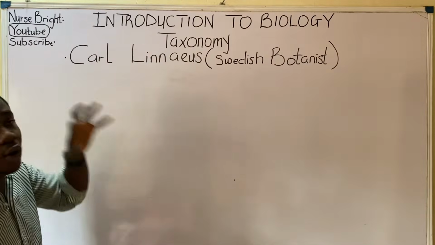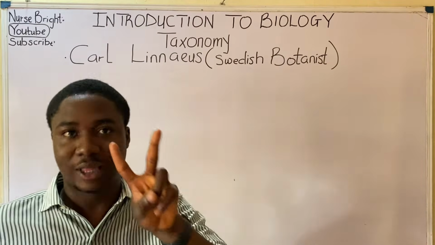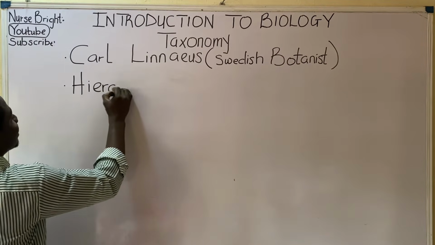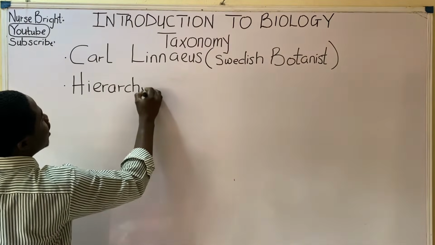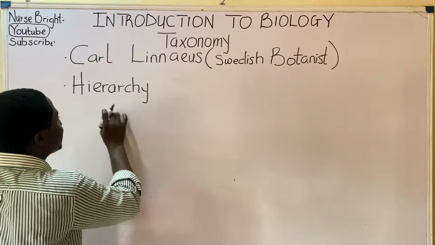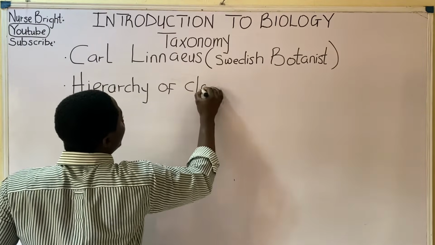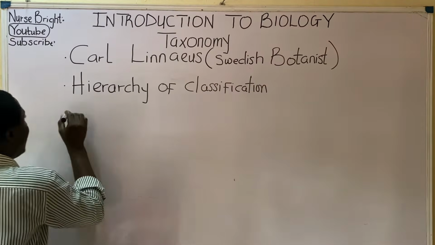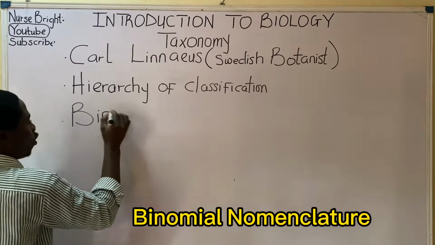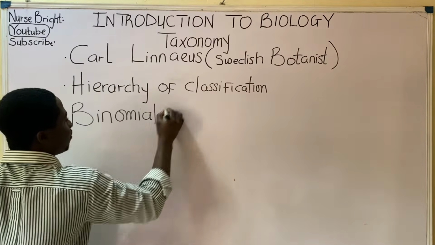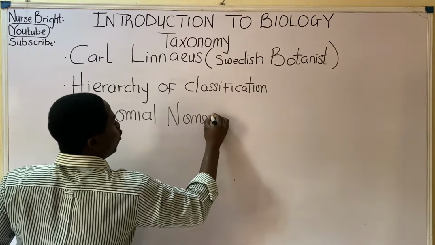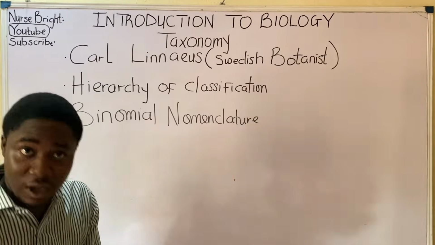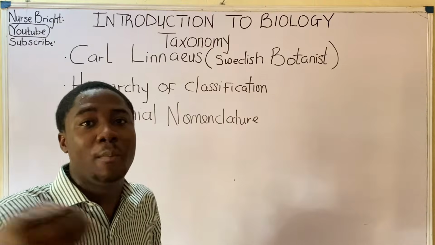In the concept of taxonomy, Carl Linnaeus explained two important things. First, he explained the hierarchy. Take note. He explained the hierarchy to which organisms should be classified. Not just the hierarchy of classification, he also brought about what we call binomial nomenclature. Binomial what? Nomenclature. I'm going to explain what this means. So just follow. He brought about two things majorly: the hierarchy of classification of living organisms, and binomial nomenclature.